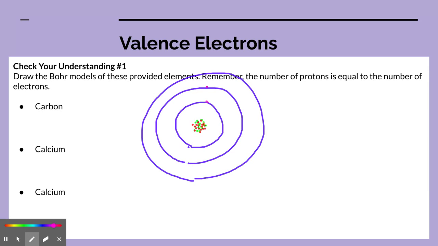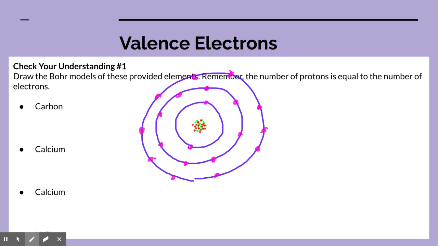2 on the inside, 1, 2. There's going to be 8 on the outside. This next level, 1, 2, 3, 4, 5, 6, 7, 8. So I've got 2 and then another 8. So that's 10. So 10 on the outside. 1, 2, 3, 4, 5, 6, 7, 8, 9, 10. That's the Bohr model for calcium there.